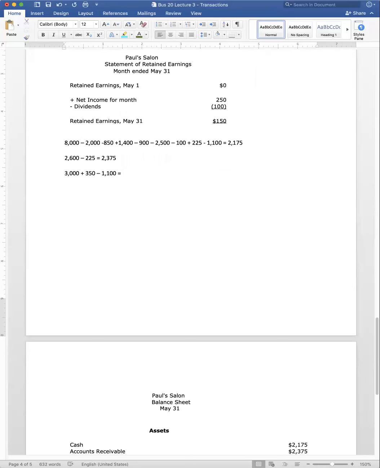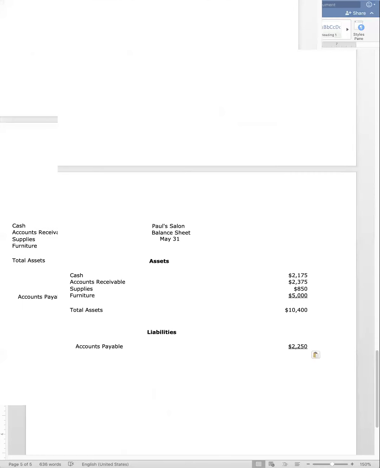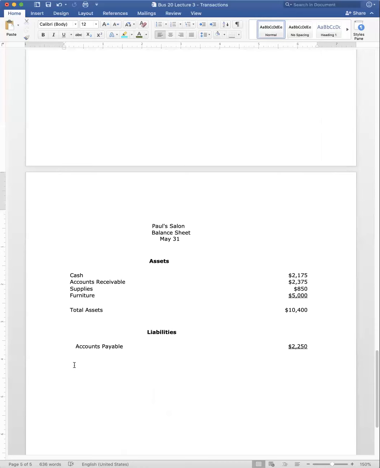So when we add all that up, our accounts payable are now $2,250. So that's what we're going to have here for accounts payable. Down here, liabilities. And since that's our only liability for this question, we can add up and get total liabilities.